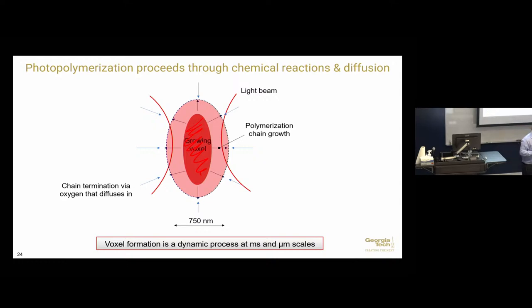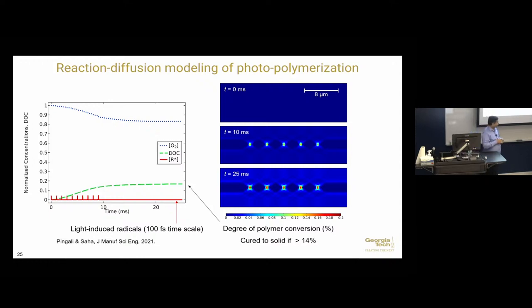I'm skipping a lot of details on the chemistry part, but the implication is there's this balance where the chain reaction wants to expand the size of the part, and the oxygen wants to terminate the reaction and confine the reacting part. The balance of these two, reaction and diffusion, will determine how big a part you would get. We spent a lot of time understanding the dynamics of this, in terms of the millisecond time scales it takes for the printed voxel to grow, and the length scales on the micron and submicron level. And what we observed is a lot of the reaction actually happens in the dark, which means you hit it with light, and the light only lasts for about 100 femtoseconds.